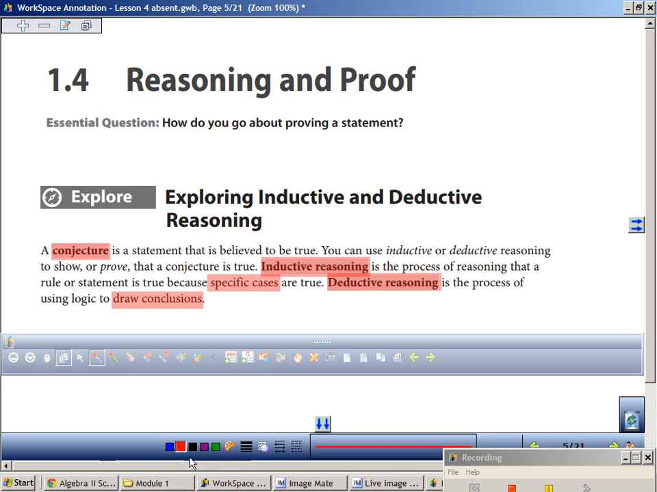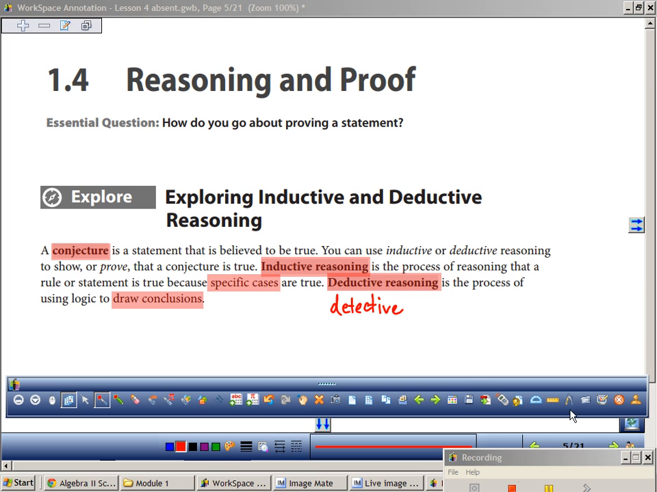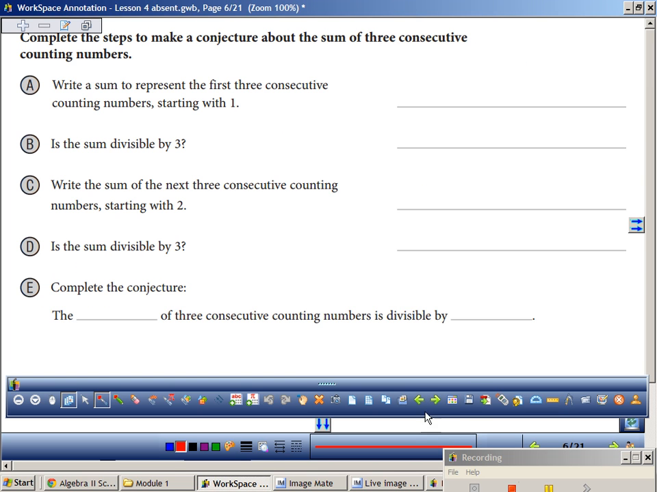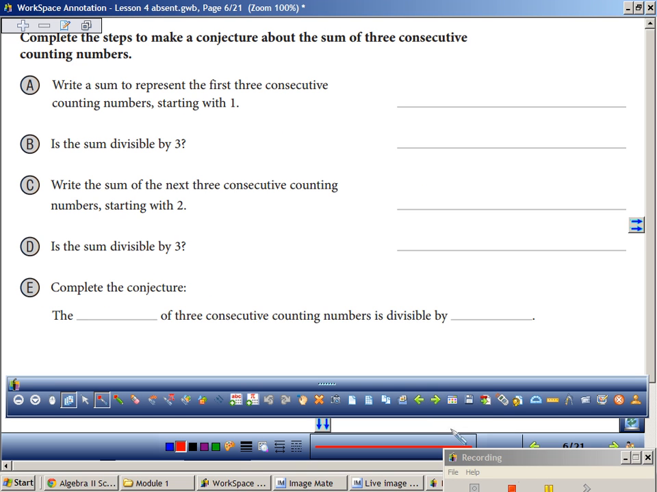All right, let's talk about this a little bit. I like to look at deductive reasoning as being a detective. So I'm in the process of searching, drawing conclusions, and I finally make my statement. Uh-oh. I didn't copy that part.